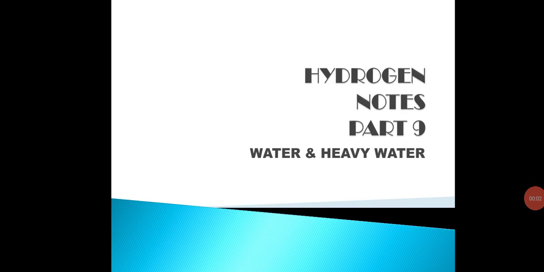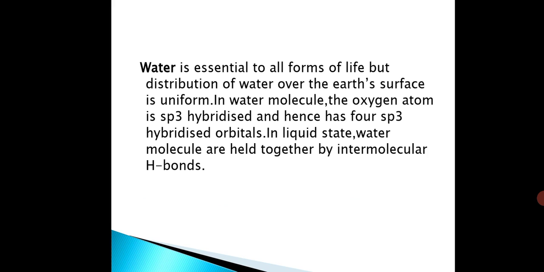Now we'll start with water, that is first, then after that we'll do heavy water. Water is essential to all forms of life, but the distribution of water over the earth's surface is not uniform. You know that. In a water molecule, the oxygen atom is sp3 hybridized and hence has 4 sp3 hybridized orbitals. In the liquid state, water molecules are held together by intermolecular hydrogen bonds.